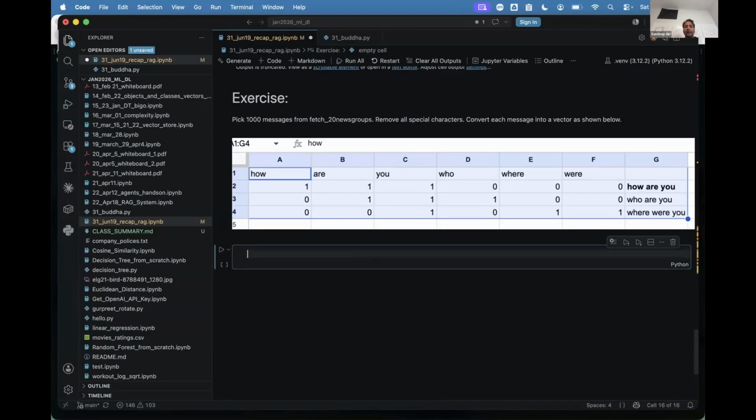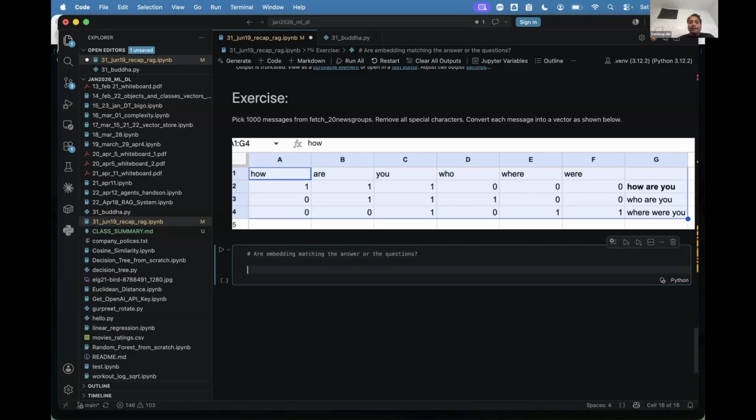And there is a mystery that I right now have. I just discovered that there is a question that I have. Are embeddings matching the answer or the question? Okay, let me brief it again.